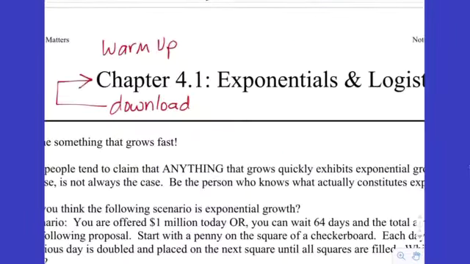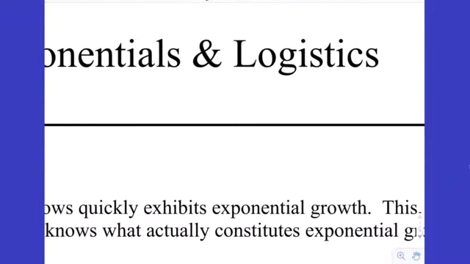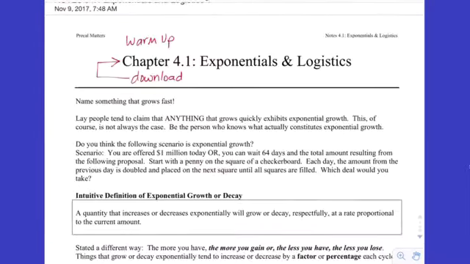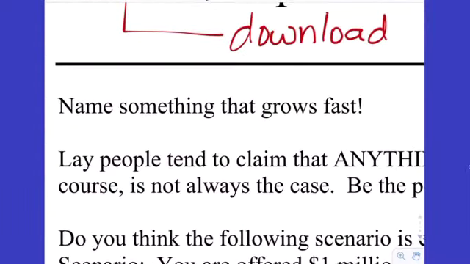All right, 4.1. This section is called exponential and logistic. Logistic, that's how you pronounce that second one. Not logistic, logistic. All right, so it says right here, name something that grows fast. Fast. Hurry. Something that grows fast.